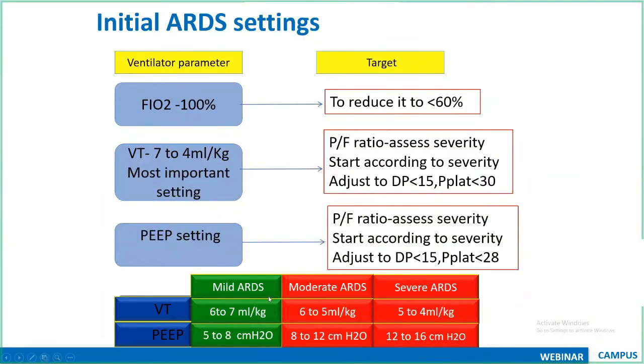And the tidal volume, depending on different groups, in the majority of the groups, you can keep it somewhere around 4 to 6 ml/kg. And PEEP in the mild group, we keep it at around 5 to 8, moderate 8 to 12, and in severe 12 to 16.